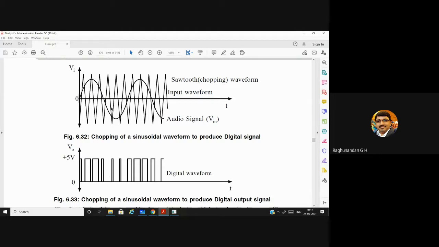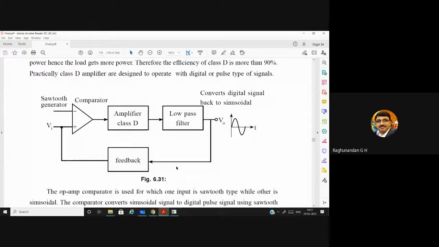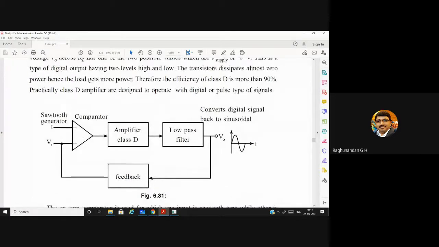Again, in the next part, the sawtooth is dominating, so we are having 0. Again, here the sinusoidal input is dominating for this particular duration, and we are getting a pulse. Like this, the digital waveforms are produced at the output of the comparator.